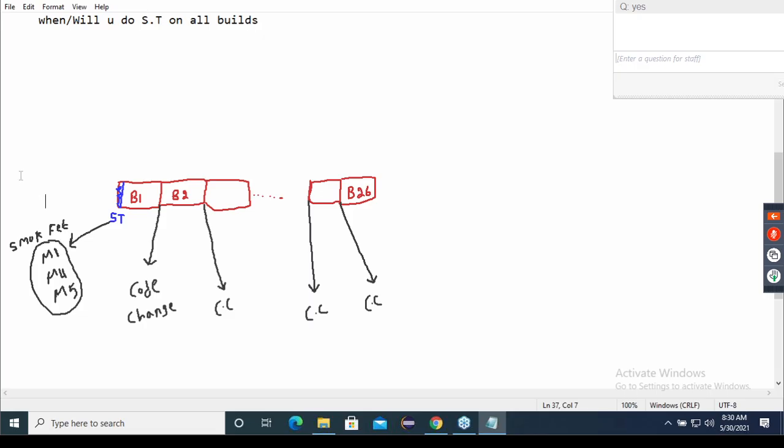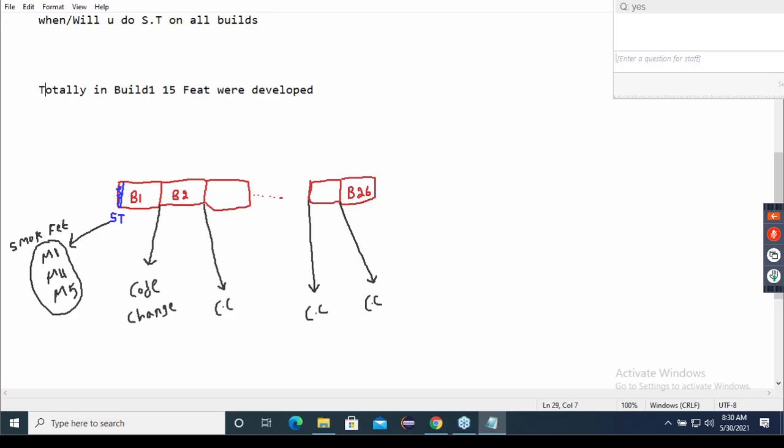But totally in this build one, 15 features were there. Are you understanding my language? Total 15 features were developed. So out of 15 features, how many features have been taken as smoke features? Only 3 features have been taken as smoke features.